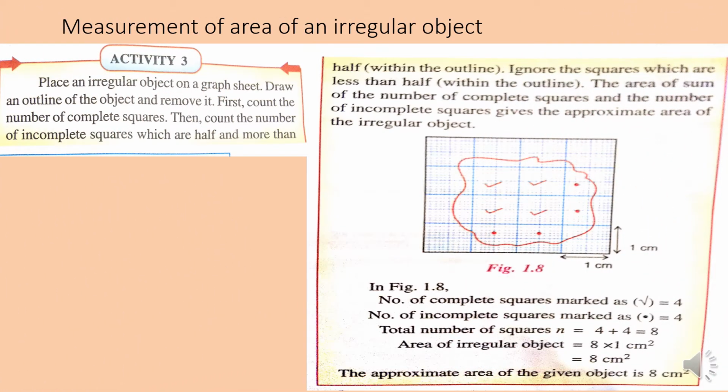Now children, we have to study any object whose shape is not defined, like a leaf. What do you say? What is the shape of the leaf? If you tear a paper from your copy and it is not a proper rectangular or square shape, how will you find the area of that particular paper? These are irregular objects. So how do we find the area of irregular objects?